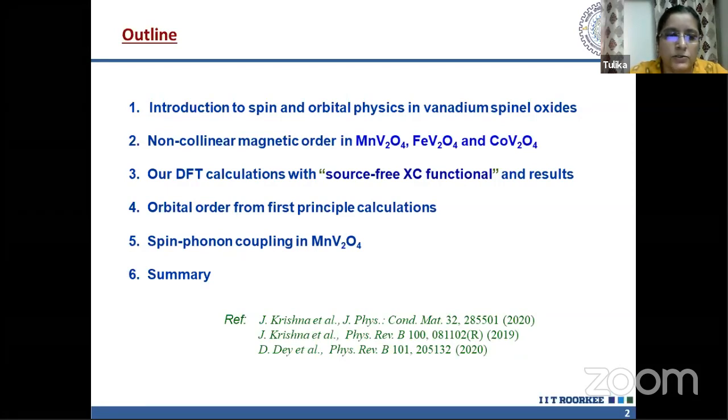And then I will also discuss the orbital order calculated from DFT calculations. And finally, I will discuss spin phonon coupling in manganese vanadate. So the work that I'm going to present is published in these references.